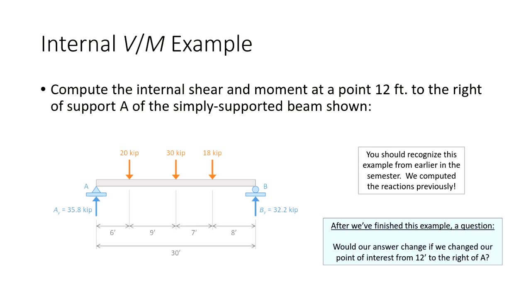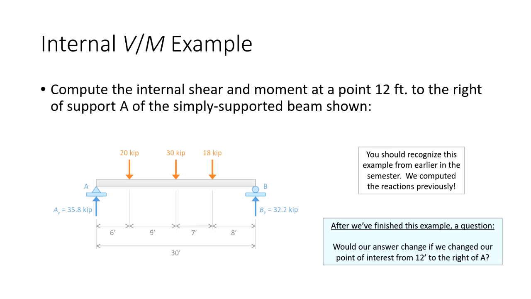Now first off, maybe it's been a while, or maybe you don't quite remember this, but we've actually done this example before. If you go back into your notebooks, this is actually the very first reactions problem that we did, when we first started doing support reactions. If you dig back into your notebook, you'll see that we got AY was 35.8 kips going up, and BY was 32.2 kips going up. So we've already done part of this problem.